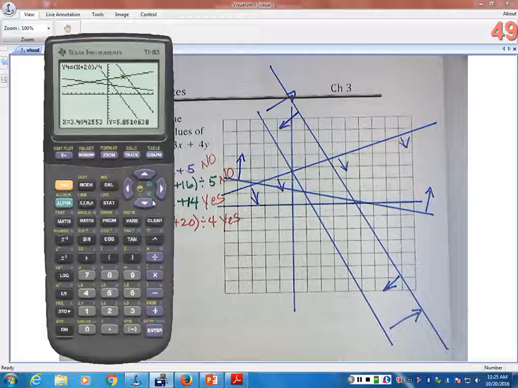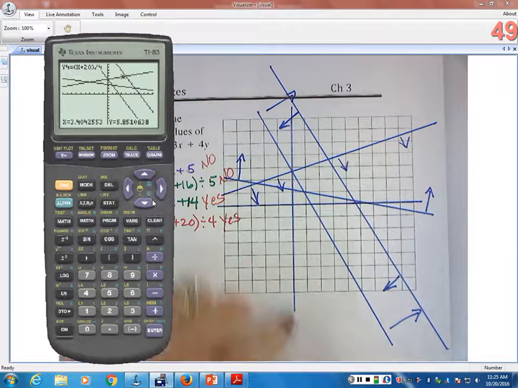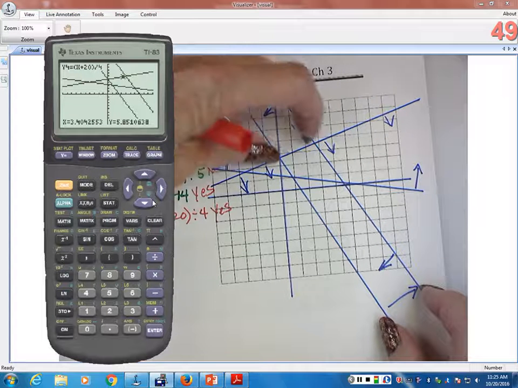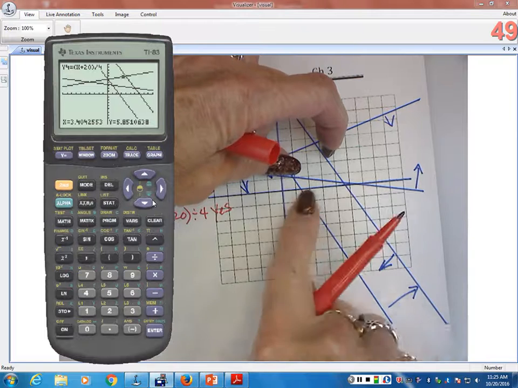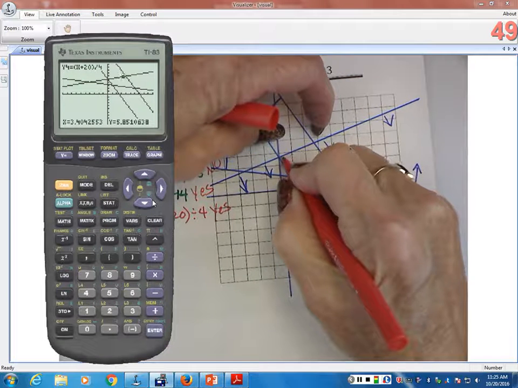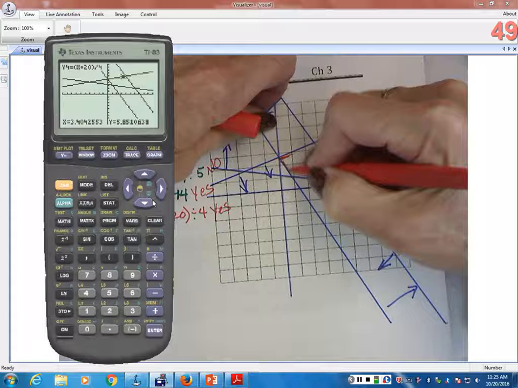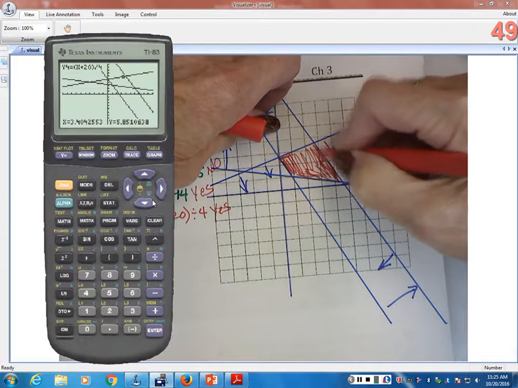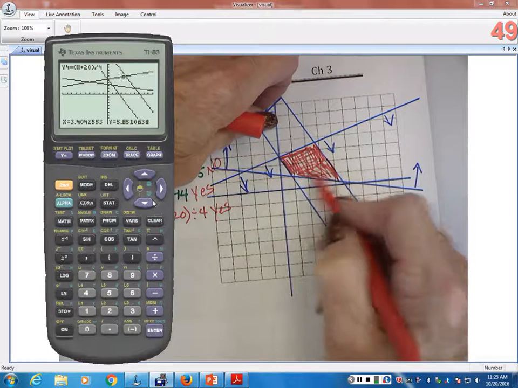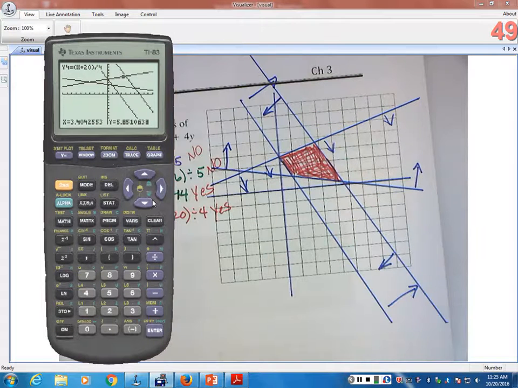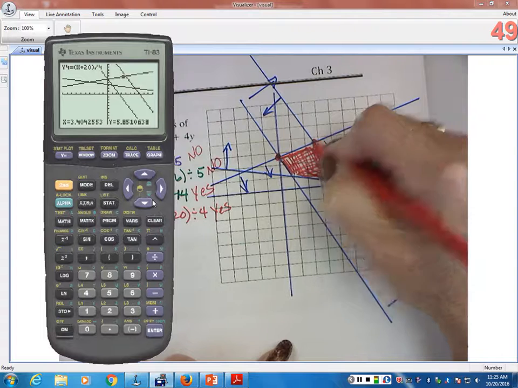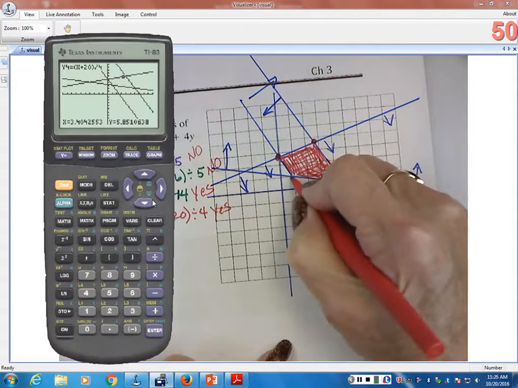So let's see if we can figure out where the feasible region is here. It has to be in between these two. It has to come down from here. It has to go up from there. So it looks to me like the feasible region is there. It is a bounded feasible region, and we'll have 1, 2, 3, 4 corner points.